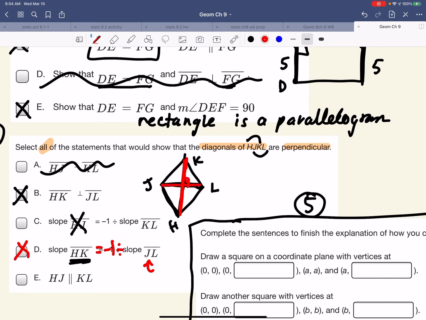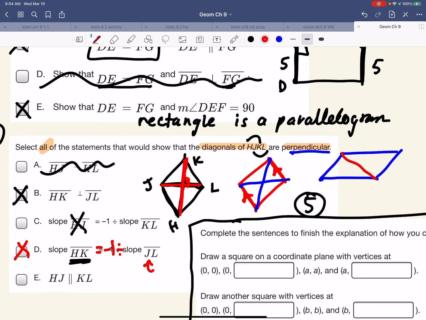And then what if we just made HJ, this line, parallel to KL? Would that be enough? Well, essentially, that's just any old parallelogram, and those are not necessarily going to be perpendicular. So in a regular parallelogram, the diagonals are not necessarily perpendicular. Notice how these two lines don't meet at a 90. So we're going to say no.